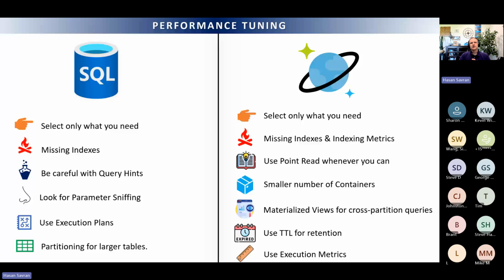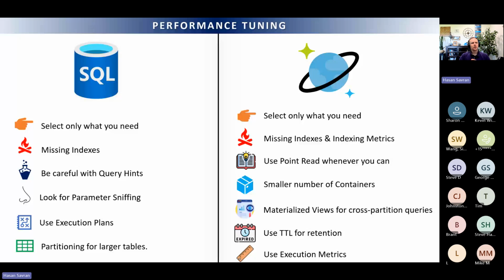Look for any kind of parameter sniffing in SQL Server, especially if you're using stored procedures. Those might sometimes be the problems when it comes to performance. You're going to use the execution plans in SQL Server to figure out what's really happening in the backend, so you can do something about the problem. And if the indexes cannot handle the large tables, then the next step is probably partitioning in SQL Server.